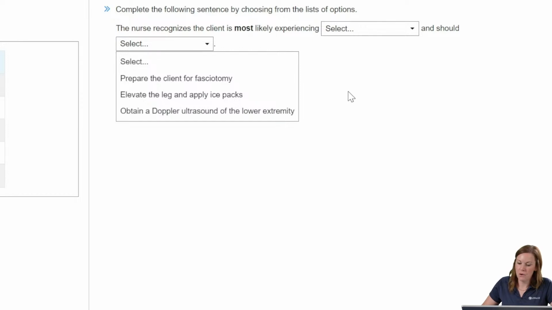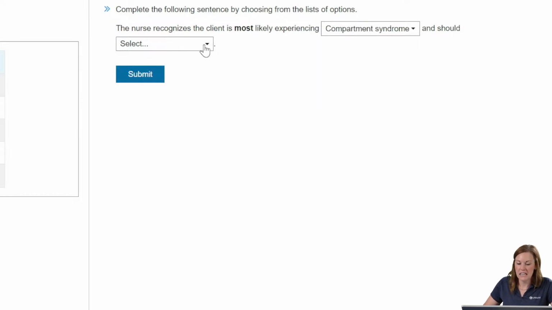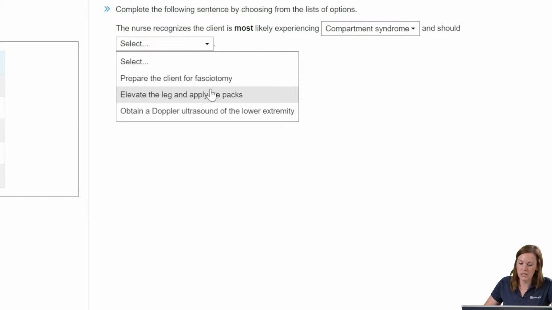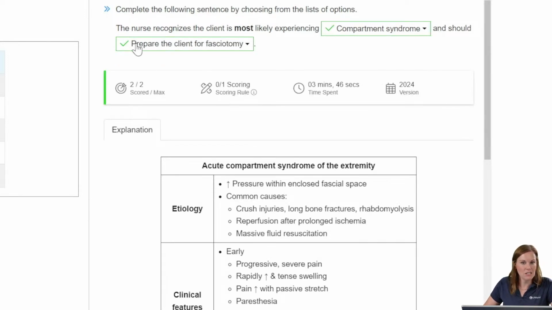Okay, so the correct answer is compartment syndrome, and the intervention that pairs with it is going to be a fasciotomy. Starting with the scoring, we had 2 option choices, so we can get up to 2 points on this one. You get a point for every correct answer. You're not penalized if you get it wrong.